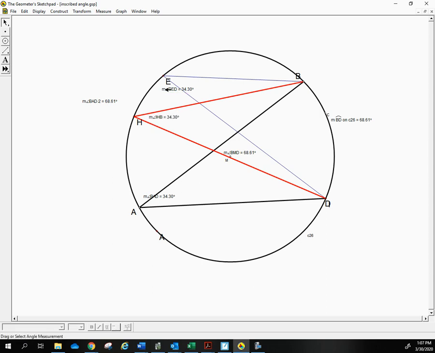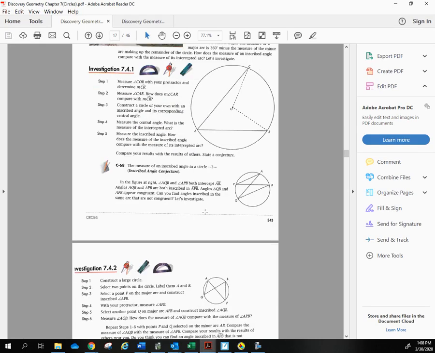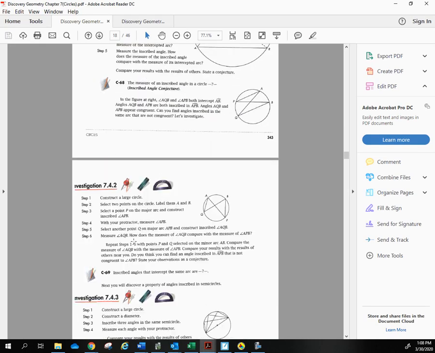They're all going to be 34.3, which is half of this amount. That's a rounded amount, that's why it's not quite exact. But you can see as I double it, I do get that arc's measurement. So that talks about conjecture number 69: inscribed angles that intercept the same arc are the same measure. So angle QAP is going to have the same measurement as PBQ.